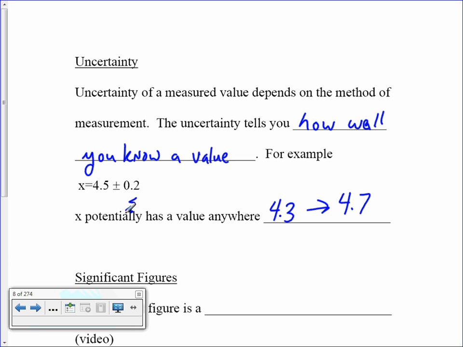Sometimes we might express uncertainty in a different way, and we do this in the lab, but it's important here too. For example, we might express it like this, 4.5 plus 0.2. And that means that the value has a range anywhere from 4.5 to 4.7. And it depends on what type of uncertainty you're talking about. We'll deal with that in the lab if you're in the lab.